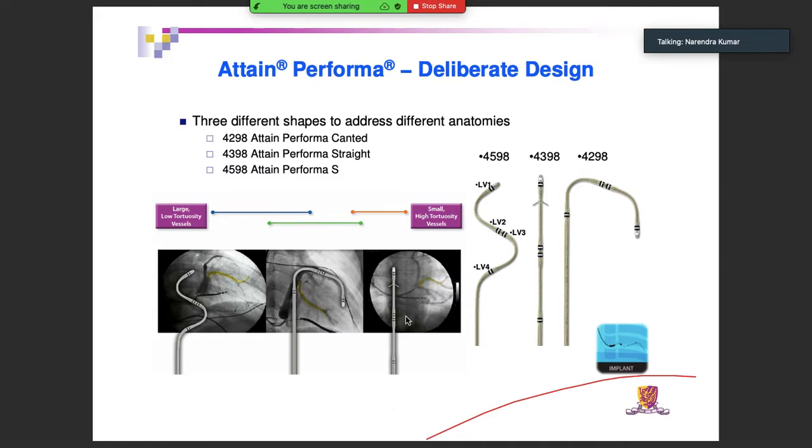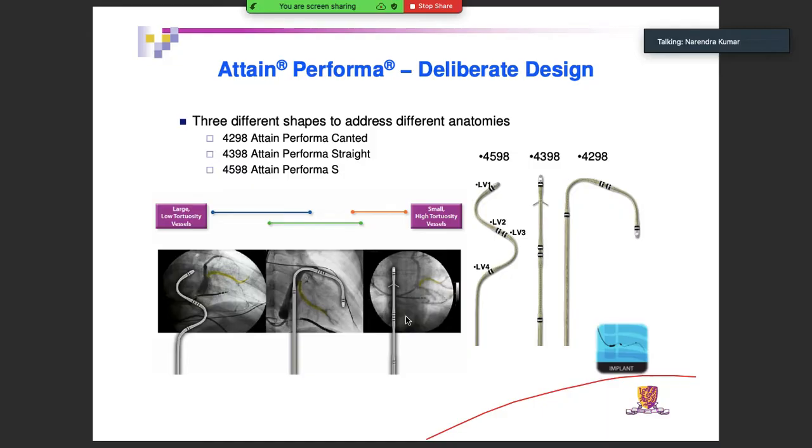So there are some leads like the Performa, which has a deliberate design. Deliberate design is in the sense that the CS anatomy can sometimes be difficult, with large, low tortuous vessels. Then you can use the 4598. Otherwise, if there are small, high tortuous vessels, you can use the 4298. The other one is the 4398. So there are different models available.